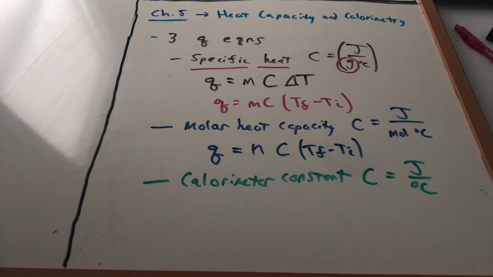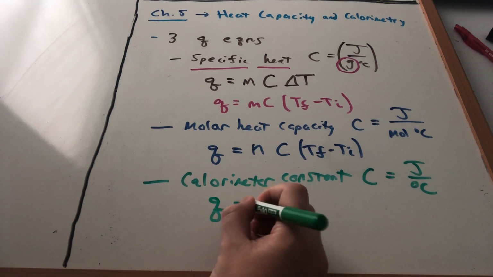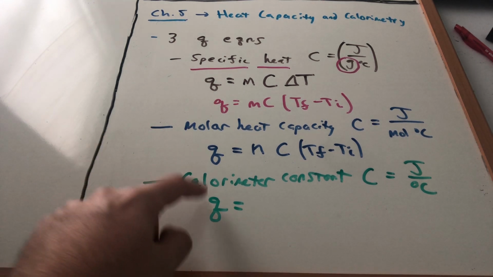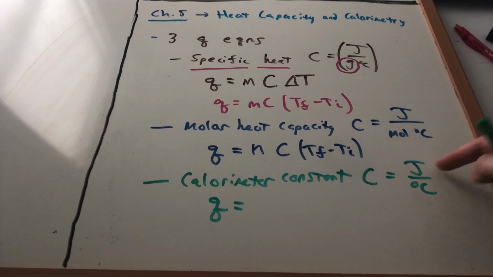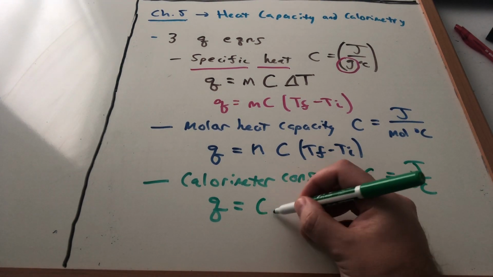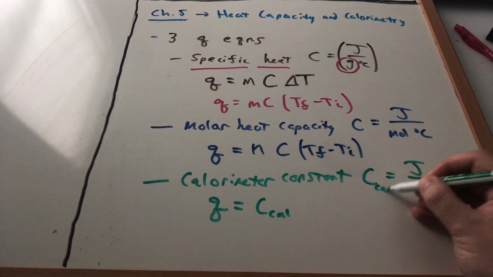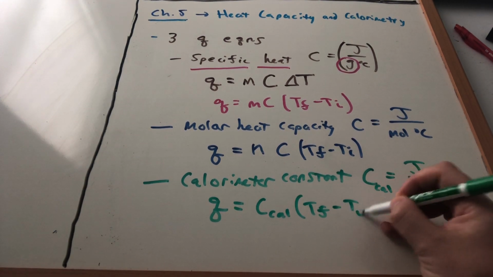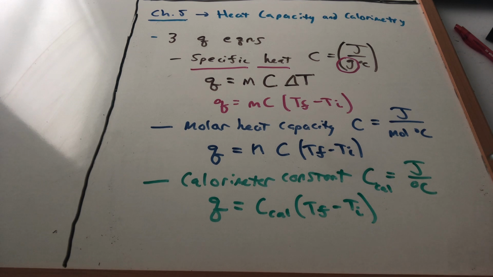Okay, so if I was going to calculate a Q using this, well, I really only have to get rid of degrees Celsius. Remember, Q is an energy, it has units of joules. If I have this C that's joules per degree Celsius, what I have to do is take my C cal and multiply by my delta T. And when I multiply by delta T, degree Celsius cancels degree Celsius, and I'll be left with joules.